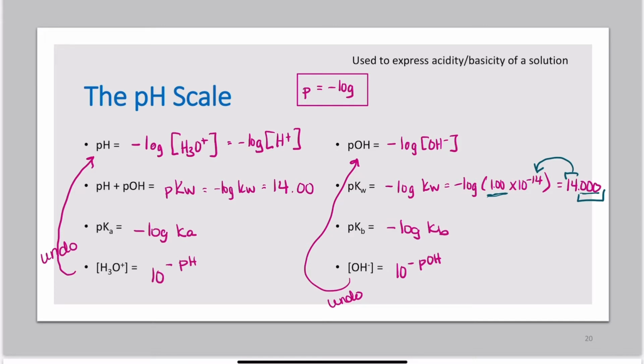pKw, negative log of Kw. You need to know Kw. Take the negative log of it, and you find the value to be 14. pKa, negative log of Ka. pKb, negative log of Kb.